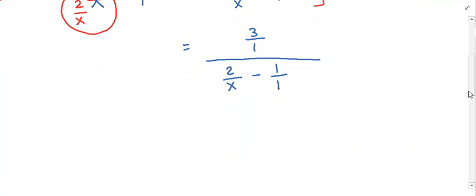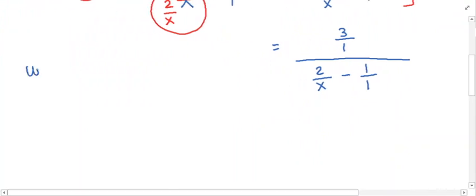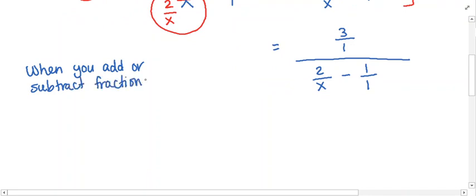But the bottom, we are subtracting fractions. So you need to recall from your math past, how do you add or subtract fractions? Well, if you're adding or subtracting fractions, you need a common denominator. So I'm going to go write this out to the side. When you add or subtract fractions, you must have a common denominator.